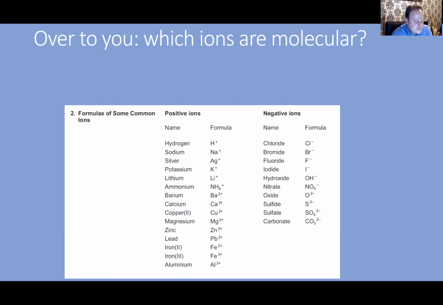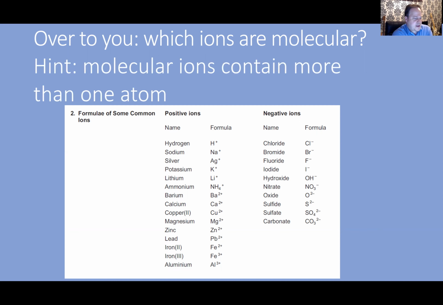If you're not sure about it, a hint will appear in just a moment. The question is, which ions are molecular? If you think you can identify the molecular ions, go ahead and pause the video now and have a go. If you're not sure where to start, then here is a hint for you. The hint is that molecular ions contain more than one atom within them.